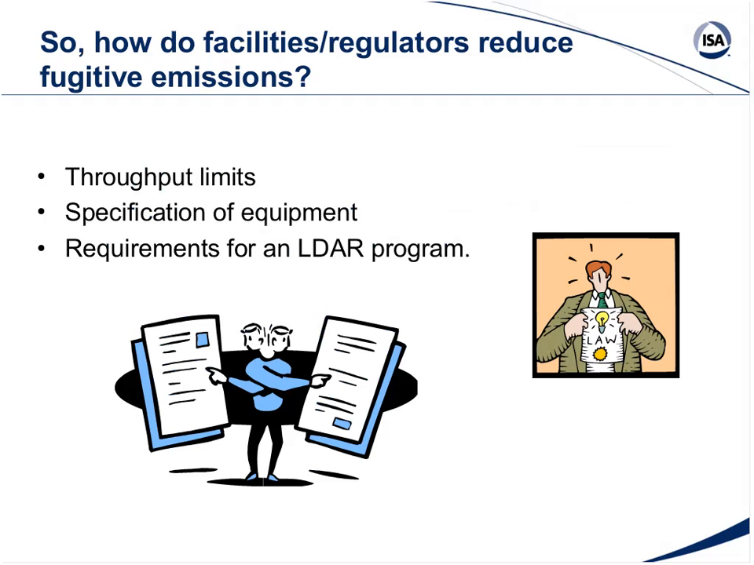So how do we do this work practice? And how do we reduce fugitive emissions? Well, there's a couple of ways that we do it. One is through throughput limits. Based on how our operations work, we're going to have a throughput limit which will hopefully minimize those fugitive emissions. The other is we put in certain specifications of equipment. So the types of equipment that we use, the types of valves we use, the types of pumps we use, a lot of those different pieces are going to give us our equipment specifications.